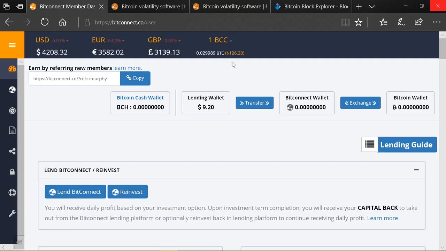The most important thing, once you've bought Bitcoin into this wallet, the only thing that you should be worried about is this figure here. Now this is the ratio. This is the ratio between Bitconnect and Bitcoin.